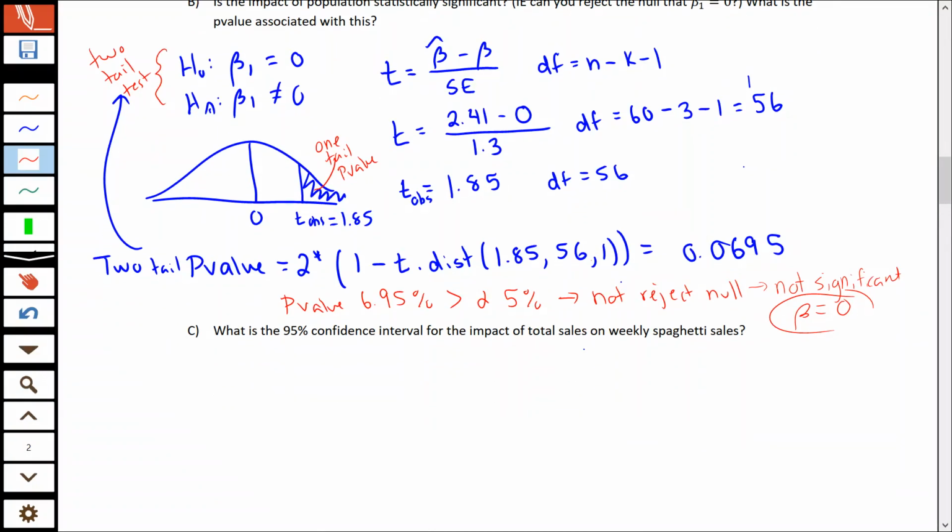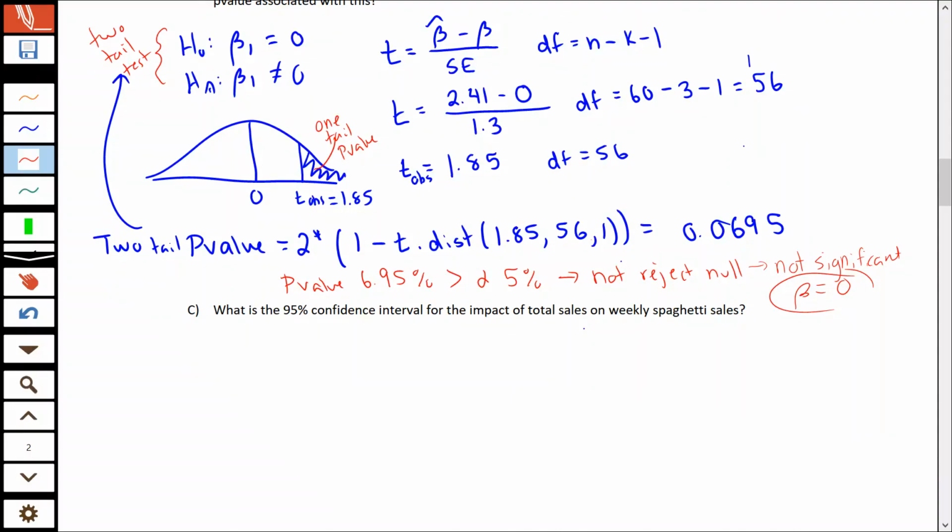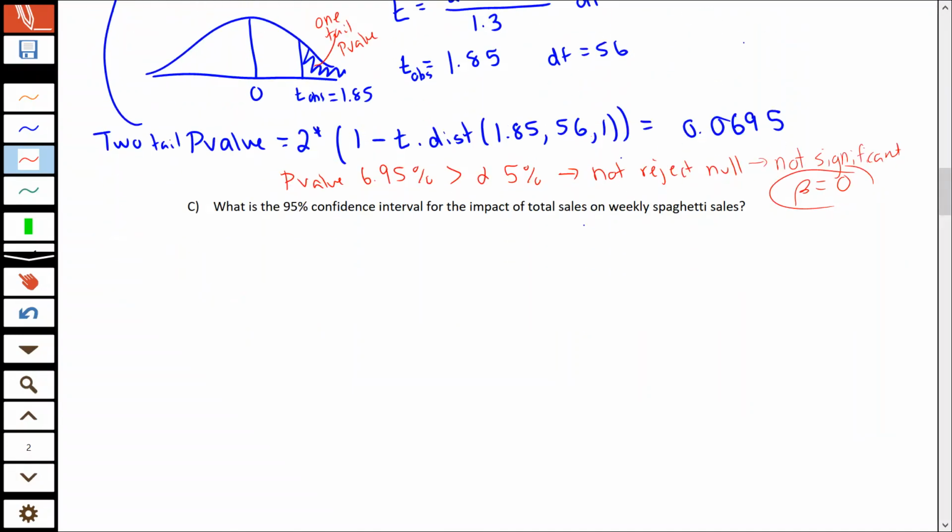C asks, what is the 95% confidence interval for the impact of total sales on weekly spaghetti sales? And so when we're doing a problem like this, when we're talking about regression, for our confidence interval, it's on our formula sheet, that the confidence interval is going to be beta hat plus or minus t alpha divided by 2, again, our degrees of freedom here are going to be n minus k minus 1, times our standard error. So if we're looking for that 95% confidence for the impact of total sales, we're just going to plug into our formula here. The only thing we really have to do is find our t-value.